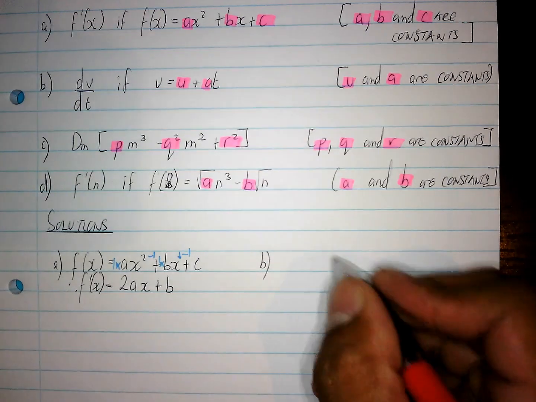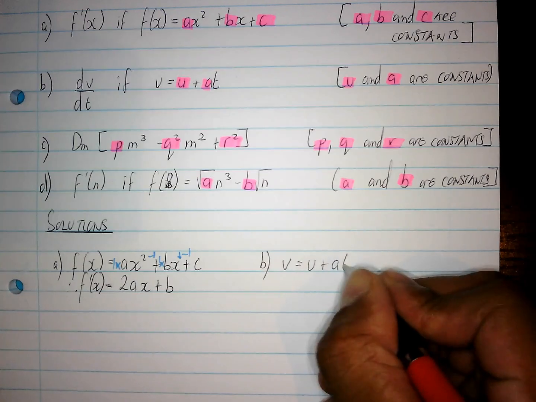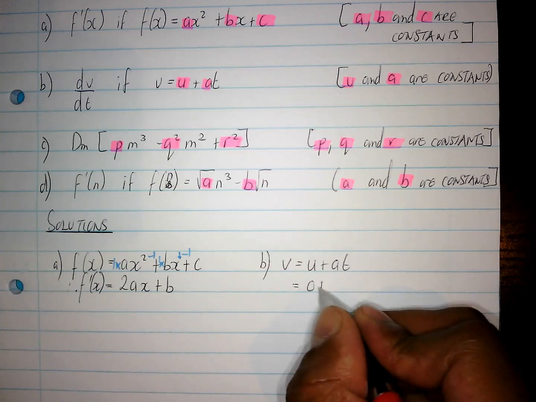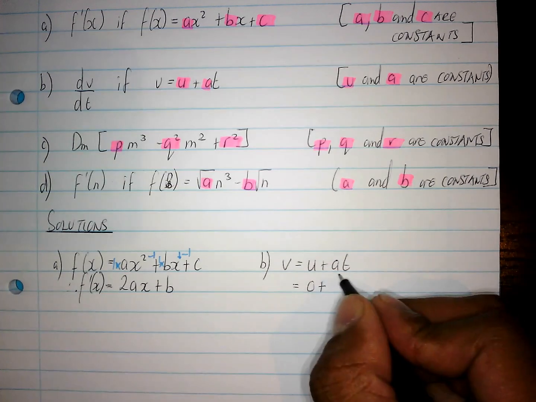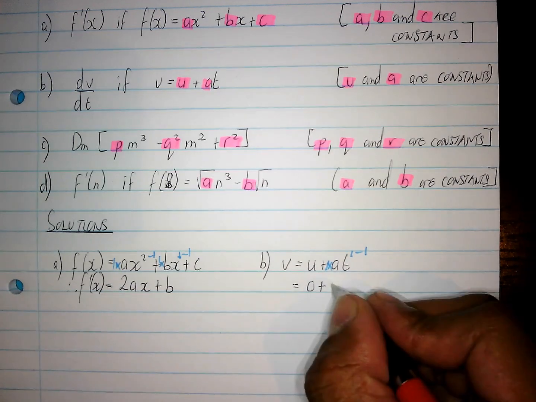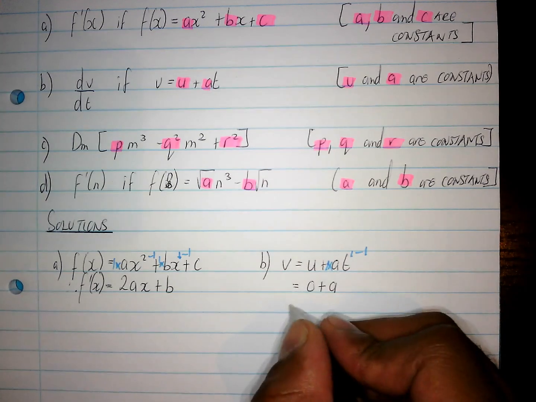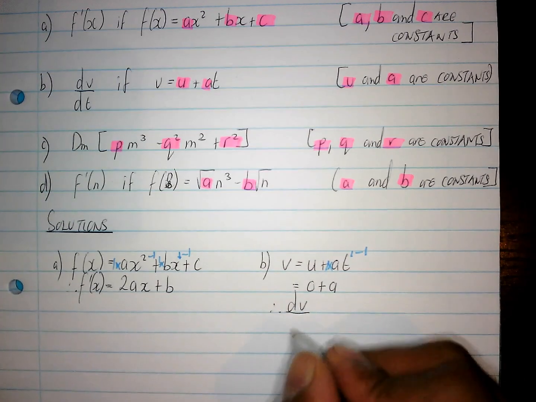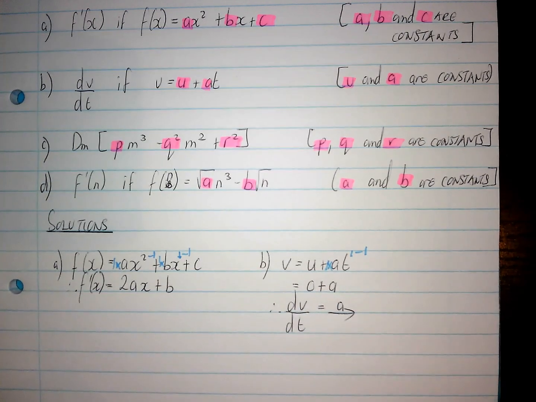Then we have B, where V equals U plus AT. U is a constant number, so it's going to be 0. Then here we have T. Remember, T is going to be our variable, so it's 1 minus 1, and it's 1 times 1. This gives us a 0, and T to the power 0 gives us 1. So for this one, the derivative of V with respect to T is going to be A.